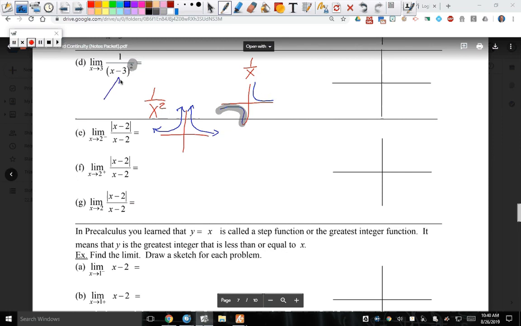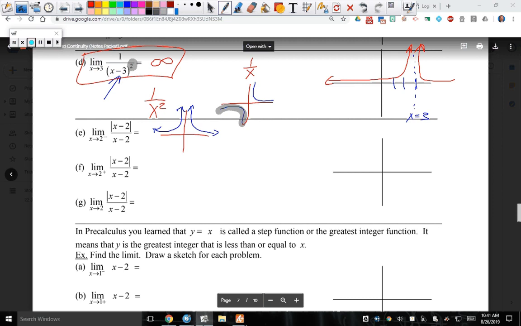Now we're going to shift it 3 to the what? To the right, because it's with the x, we're doing the opposite. So here's your vertical asymptote, 1, 2, and 3, and the graph would look like this. So guys, what is the answer to this limit? Infinity. Because the right side, the one-sided limit approaches infinity, and the left side approaches infinity.